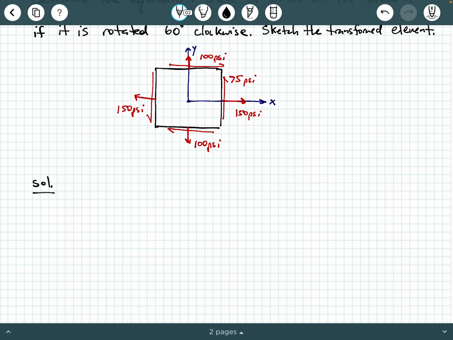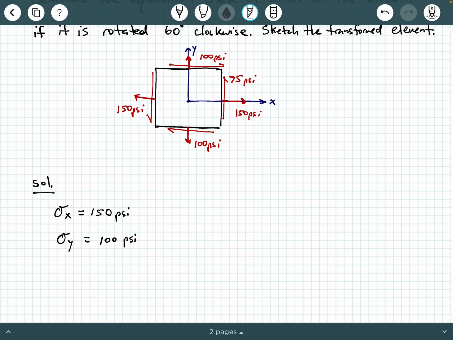If you look at this given element, you have two normal forces. You have 150 psi in the horizontal direction pointing away from the element, which means that 150 psi is going to be sigma x, and it's going to be positive, okay? Positive 150 psi, or in tension. In a similar way, you have 100 psi in the vertical direction, also causing a tensile effect on the element. So you're going to have a sigma sub y, and that is the 100 psi. Again, it's positive. You also have a positive shear stress of 75 psi.